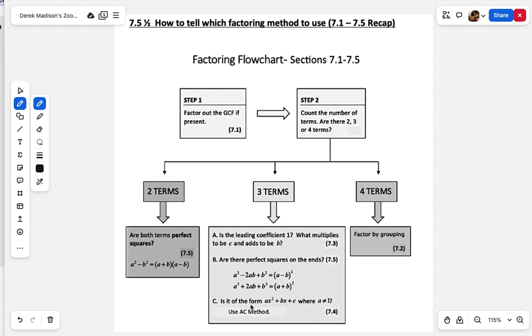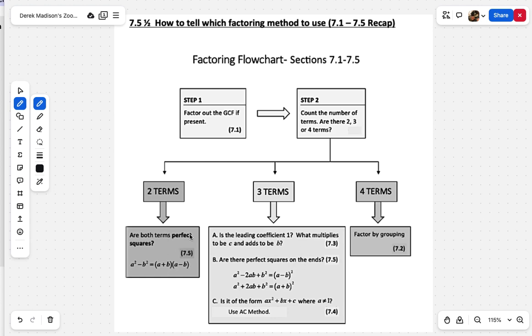The third one that was 7.4, and that's the one that kind of sucked, where we had to do the AC method. And so that's when it leads with something that isn't 1 in front of the x squared, and it's also not a perfect square. So if it's not 1 and it's not perfect squares, that means you have to do AC. So that's your basic plan for all of these.